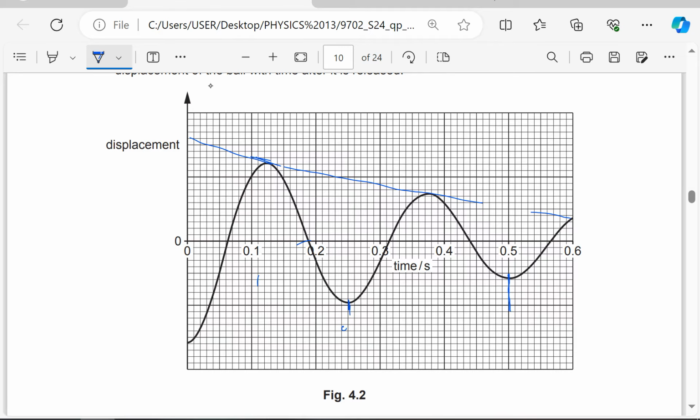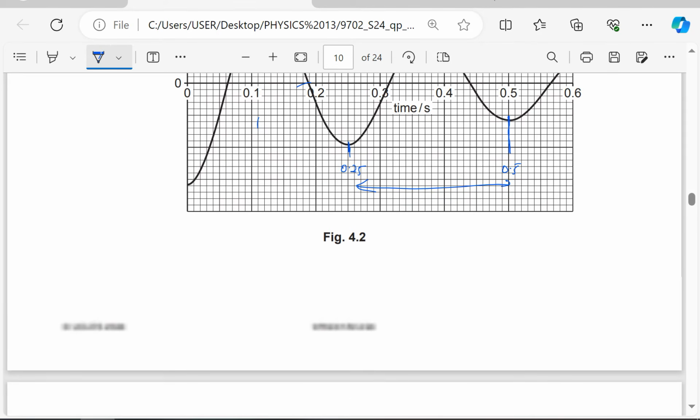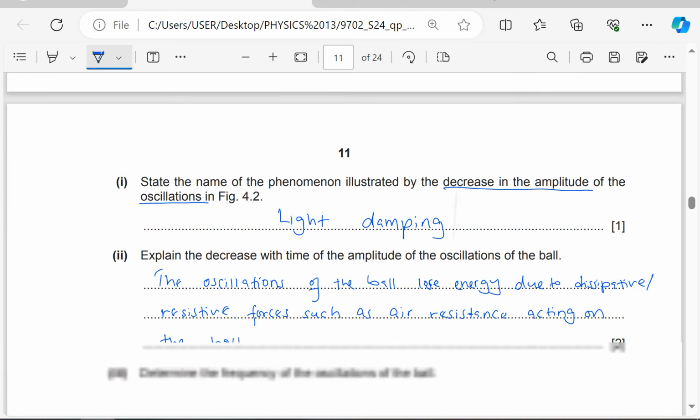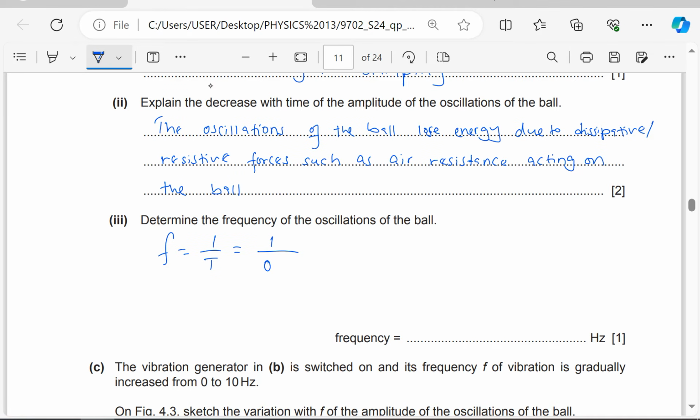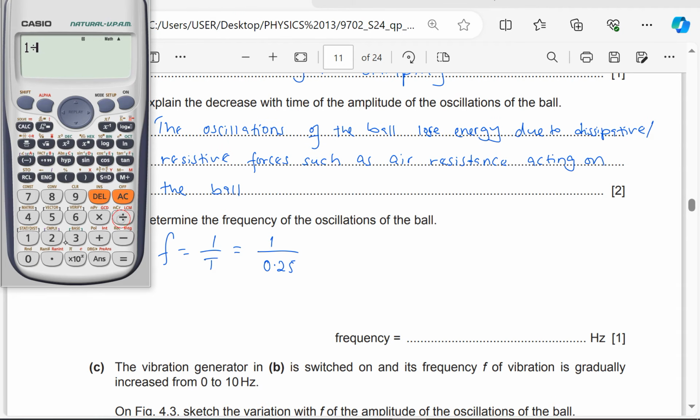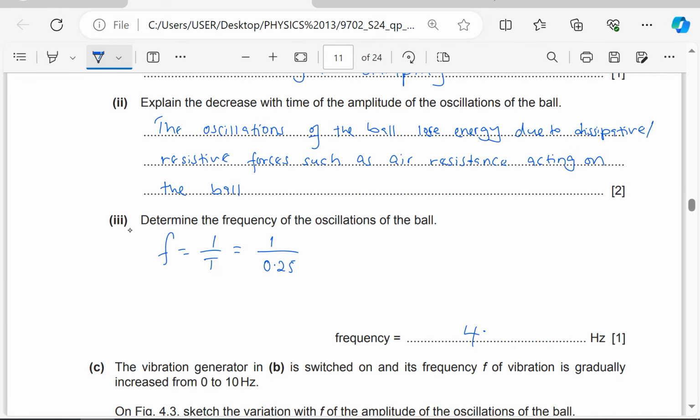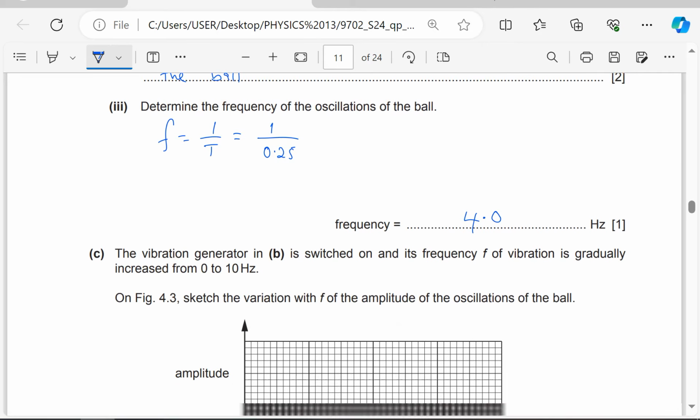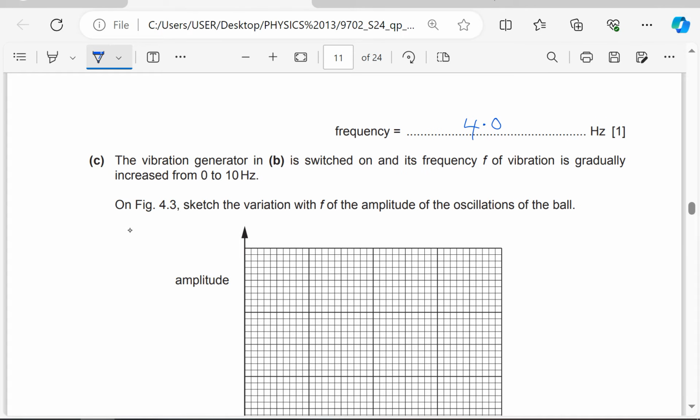So I think this is 0.25 and this is 0.5. So the time between these two is 0.5 minus 0.25, that is 0.25. So this is going to be divided by 0.25. So 1 divided by 0.25, I think this is 4. So this gives us 4 hertz, or 4.0 hertz.